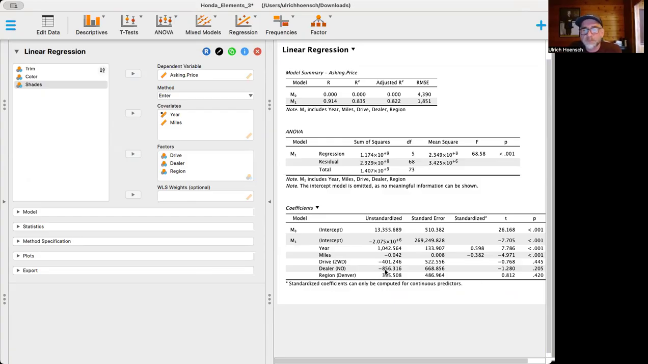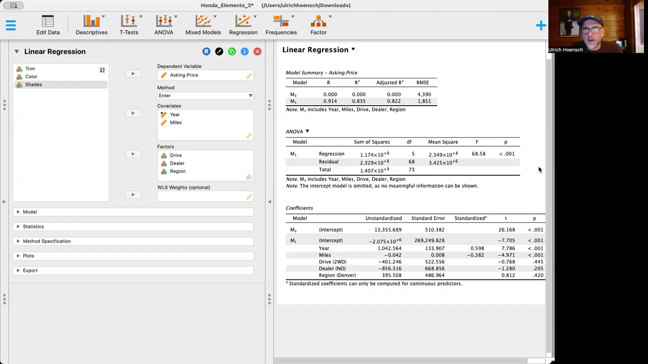Similarly, if we go from yes dealer to no dealer, our asking price is again about $850 lower, as you might expect to pay less from a private person. But again, this effect is not significant. And finally, we expect to pay about $400 more in Denver than in the base level, which is Los Angeles. But again, this association is not significant.